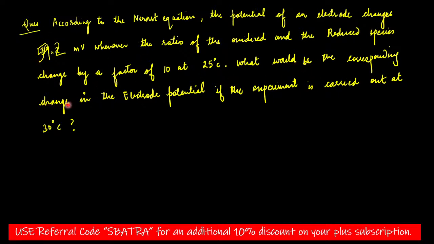What would be the corresponding change in the electrode potential if the experiment is carried out at 30 degrees Celsius? You have to calculate this. When we carry out this experiment at 25 degrees Celsius, the relation of electrode potential change and concentration is given. So you have to find out what the change in electrode potential would be if we carry out this experiment at 30 degrees Celsius. So this is your question.